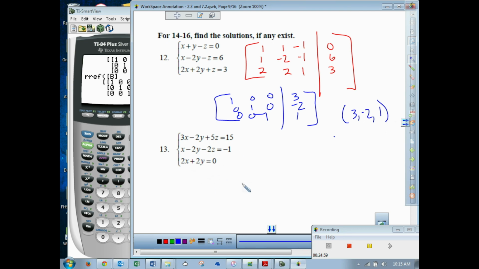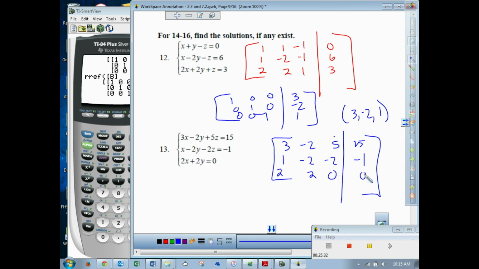If you need help typing this into matrix and you're out there in video land, you come see me and I will show you how to type this into matrix. Augmented matrix first. 3, negative 2, 5, 15, 1, negative 2, negative 2, negative 1, 2, 2. Uh-oh, there's no z's. Better put a 0 there, right? Because there were no z's in that bottom equation.